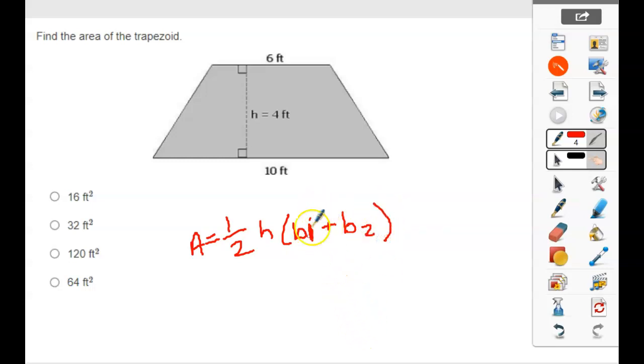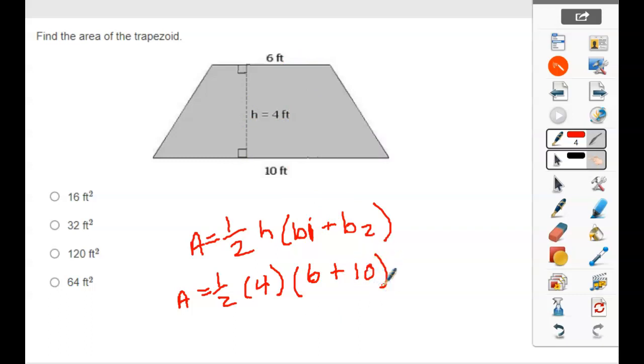All right. So my height is this 4 feet right here. So it's 1/2 times 4. And then my bases are just the two parallel lines in the trapezoid. So it would be 6 plus 10.